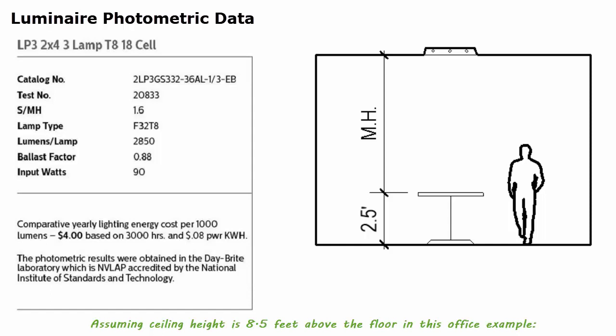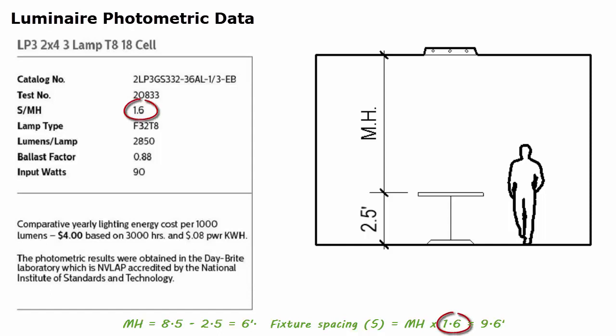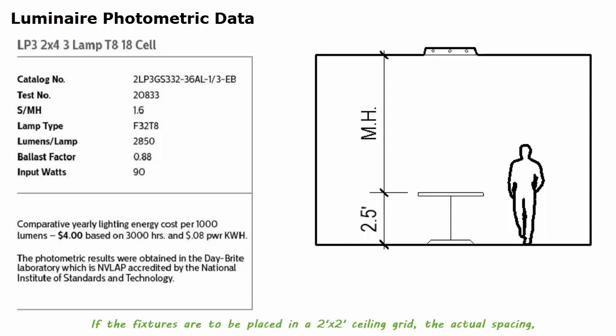Assuming the ceiling height is 8.5 feet above the floor in this office example, the mounting height will be 8.5 minus 2.5 equals 6 feet. Therefore, the fixture spacing S will be equal to the mounting height times 1.6, which is equal to 9.6 feet. If the fixtures are to be placed in a 2x2 ceiling grid, the actual spacing, which needs to be an increment of 2 feet, can be 8 feet on center.